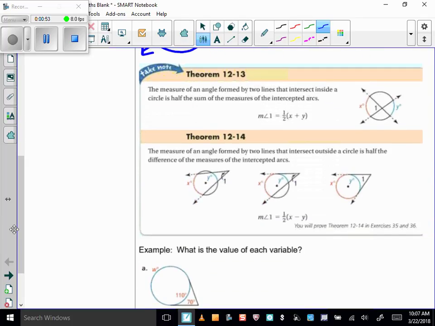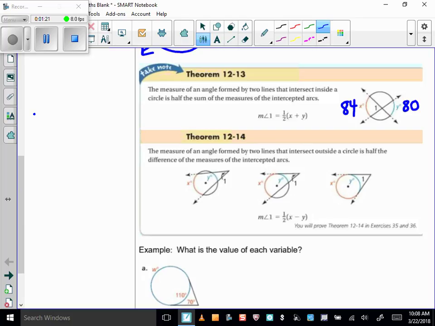Okay, we got a couple of theorems here. The first one says the measure of an angle formed by two lines that intersect inside a circle is half the sum of the measures of the intercepted arcs. So for instance, if we take this picture here, and let's say we let y be 80 degrees, and let's let x be 84. I'm going to make it even so it doesn't come out to be a fraction.